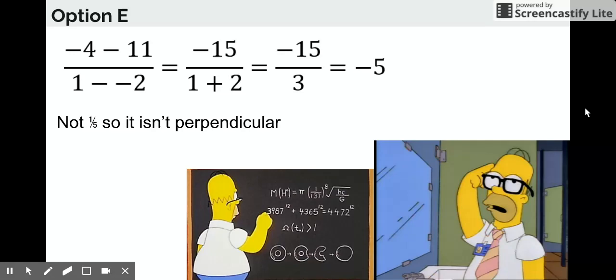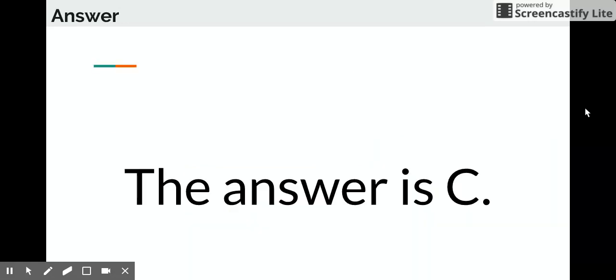Based on all the previous work shown, our final answer is C. 1/5 and negative 5 are opposite reciprocal slopes, which means the lines are perpendicular.